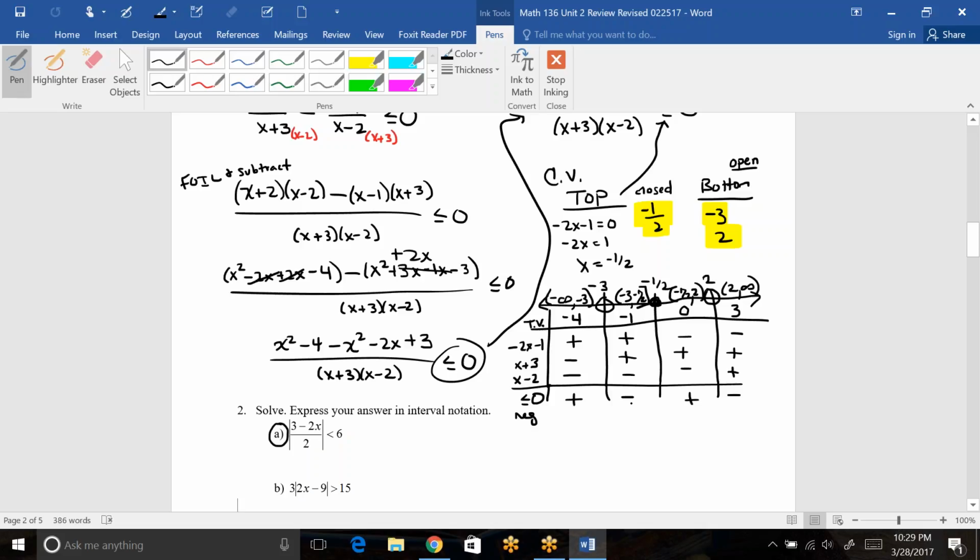So because we wanted less than or equal to 0, we have to circle the regions that have negatives. So that means my answer for this one would be negative 3 to negative 1/2 with a bracket, union 2 with a parentheses to infinity. So all I did was look right above to grab those intervals. So that one again was a long one. The ones that have the fraction ones are always the longer of the inequalities. Any questions about that?